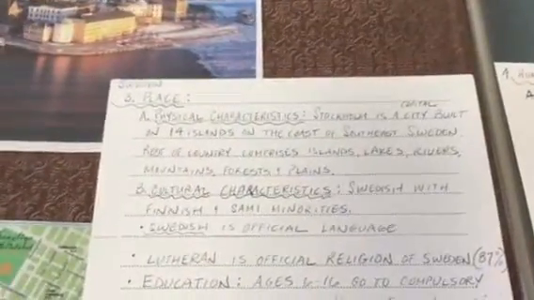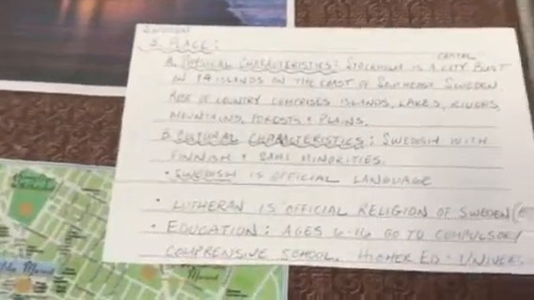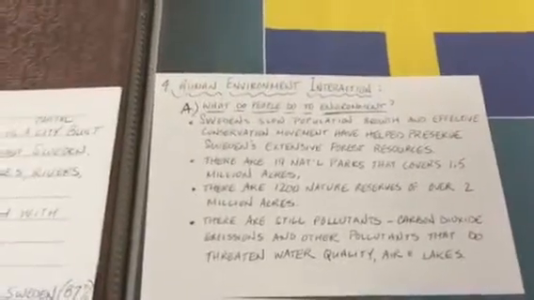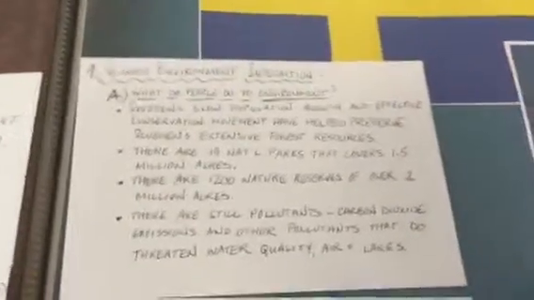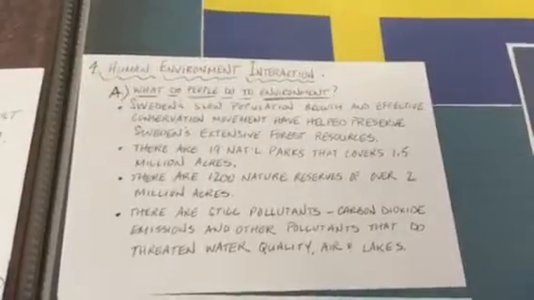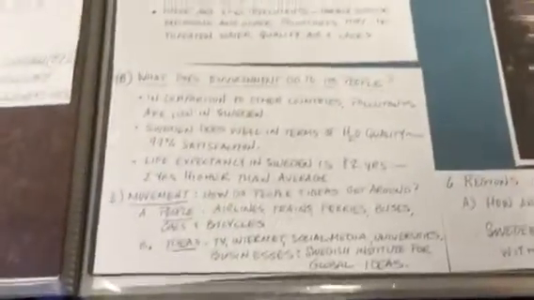There's the place, some physical characteristics and cultural characteristics. And here's the human environmental interaction, what people do to the environment, and what the environment does to its people, regions of Sweden.